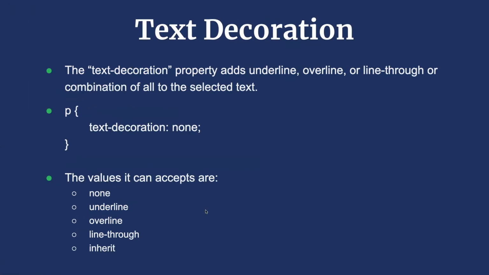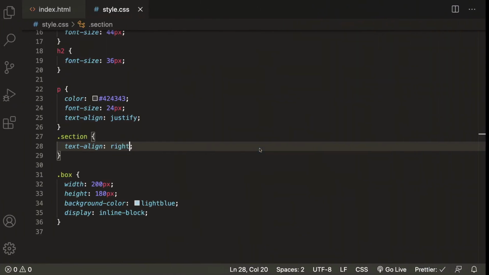After the text align property, we have text decoration property. The text decoration property adds underline, overline or line through or combination of all to the selected text. The values that text decoration property can accept are none, underline, overline, line through and inherit. Let's see all of these values one by one.